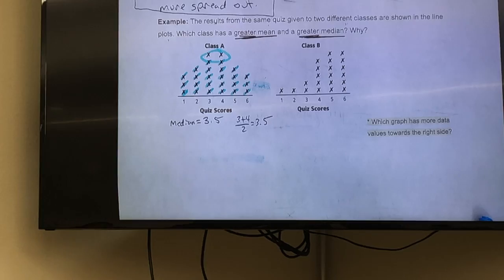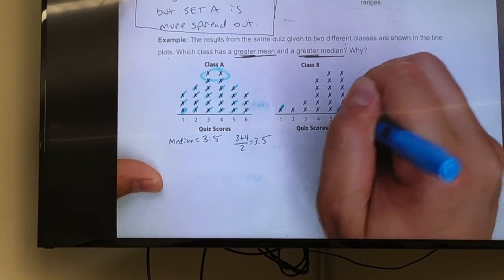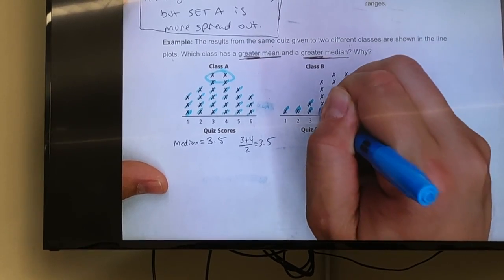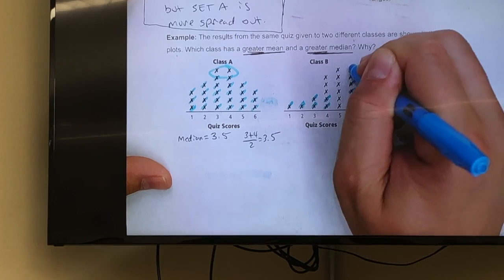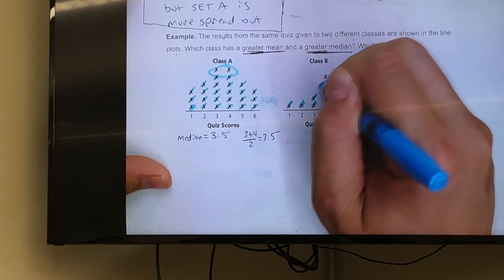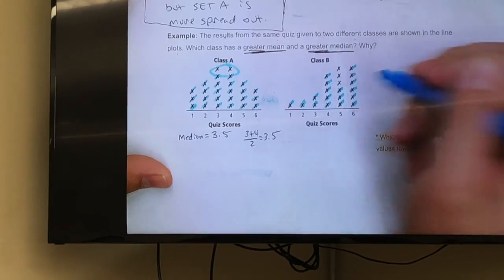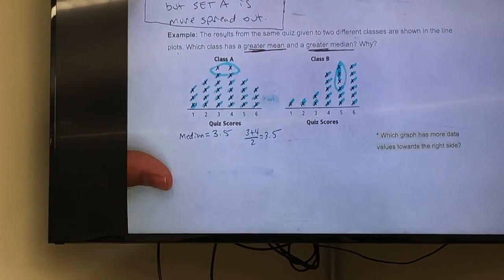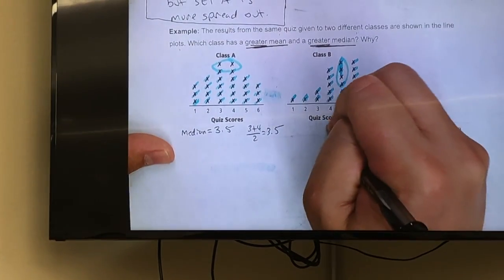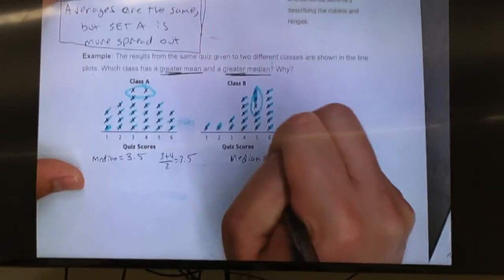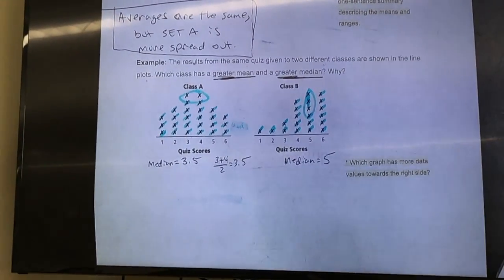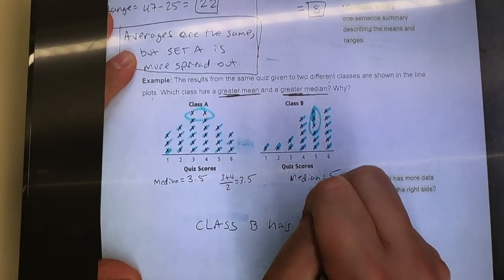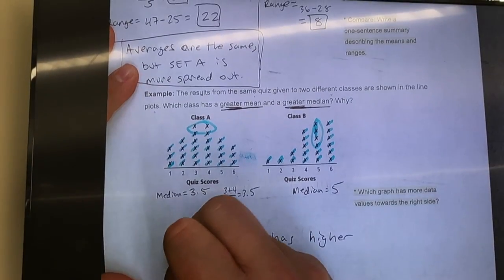All right, let's check the next class. 1, 1, 2, 2, 3, 3, 4, 4, 5, 5, 6, 6, 7, 7, 8, 8, 9, 9. I can stop, right? The middle is going to be right here. So the median there is a 5. So class B has higher median.